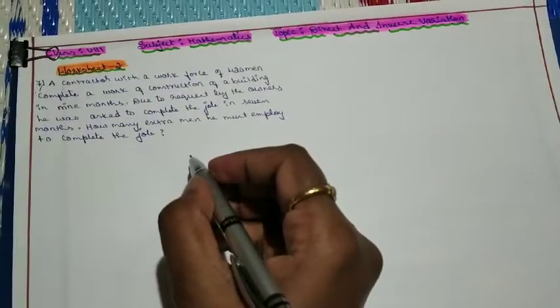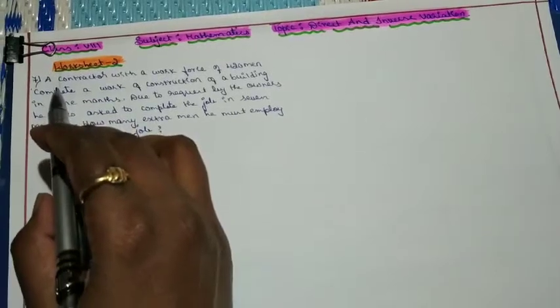In the last class we were in the chapter direct and inverse variation, and we were in the topic of solving the questions on inverse variation from worksheet 2, and we have completed solving 6 questions. Now we'll continue the solving from question number 7 from the same worksheet. The question is given like this, children.